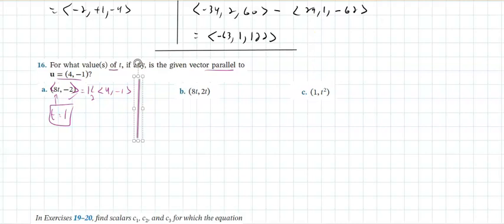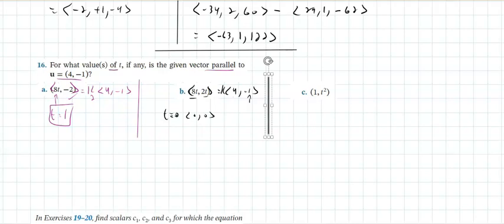This problem, the same deal. I want to figure out what I should let t equal so that this is a multiple of this. Well, let's see. If I let t equal 1, that wouldn't work. That's negative, that's positive. That's not going to be possible unless I let t equal 0. But this is trivial. The vector 0, 0 is parallel to any vector because 0 times any vector is 0, and therefore it's a multiple of it.